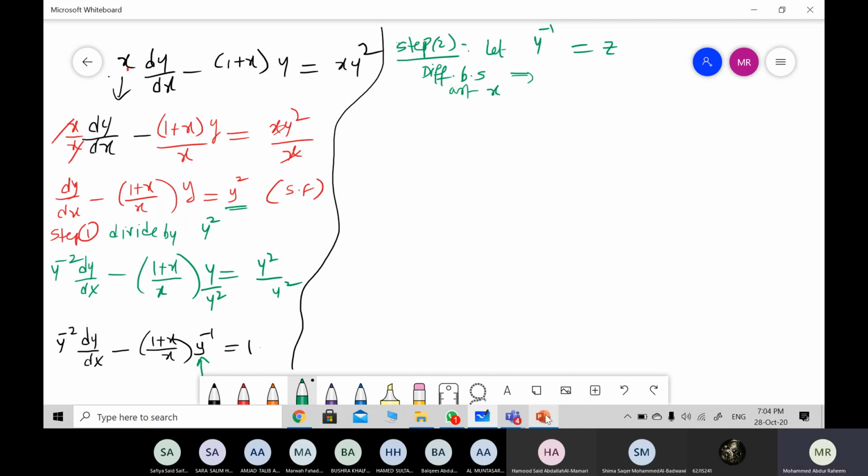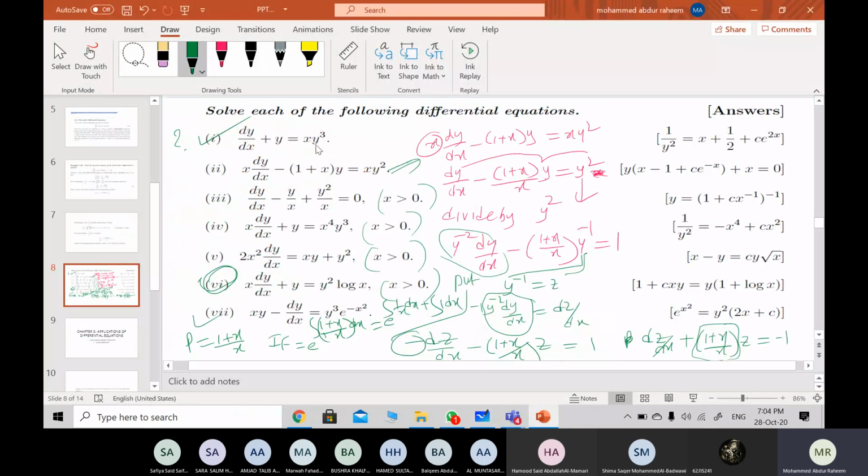Not always, because it depends on the questions. Here I think, here not, no. Here it was y power minus 2. See, minus 2, because 3 is here. Here also y power minus 2, because here we did one before, it's like that.